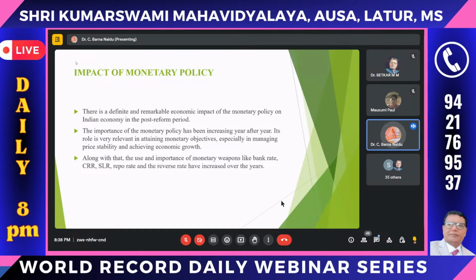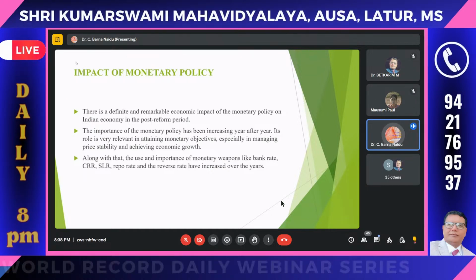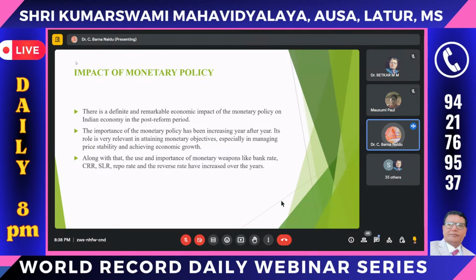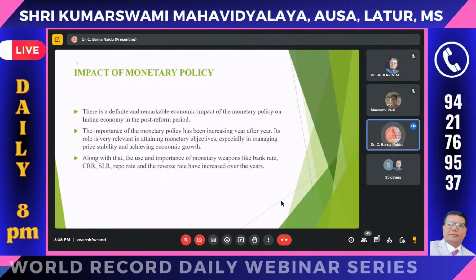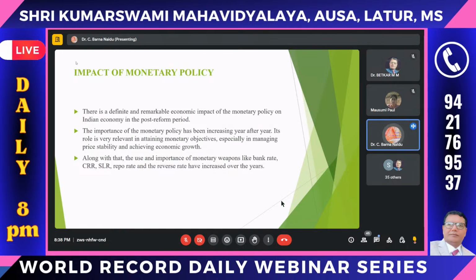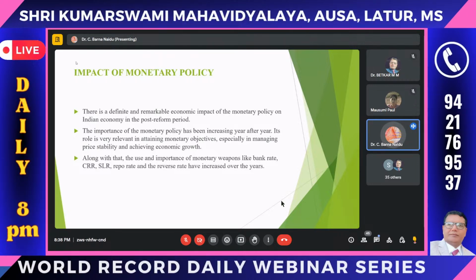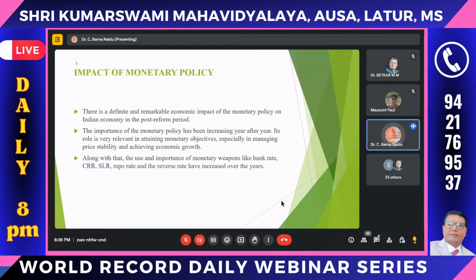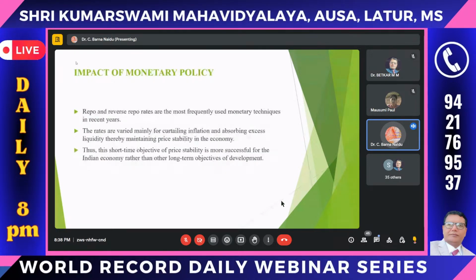So these are the important weapons. Along with that, the use of monetary weapons like bank rate, CRR, SLR, repo rate, and reverse repo rate has increased over the years. Every year, four times, the Monetary Policy Committee meets together and takes care of the conditions of the economy overall. So in short, I can say that the repo rate and the reverse repo rate are the most frequently used monetary techniques in recent years, because they have a direct impact between the commercial banks and the RBI.